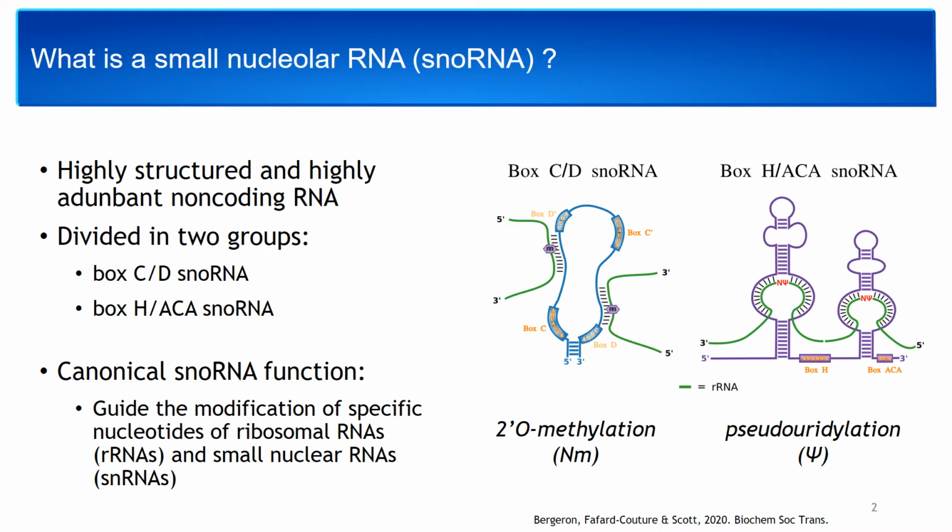snoRNAs are divided in two groups, box C/D snoRNA and box H/ACA snoRNA. The canonical functions of box C/D snoRNA and box H/ACA snoRNA is, respectively, to guide the 2'-O-methylation and the pseudouridylation of ribosomal RNAs and small nuclear RNAs.